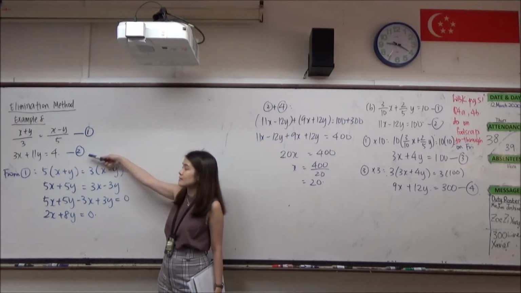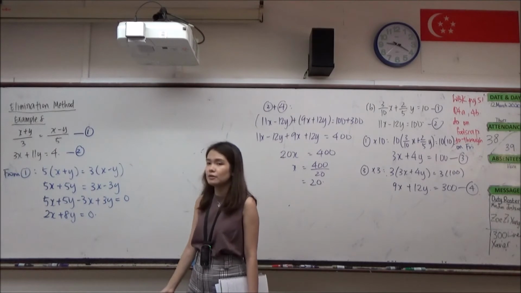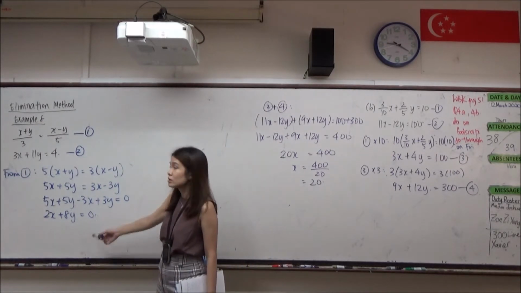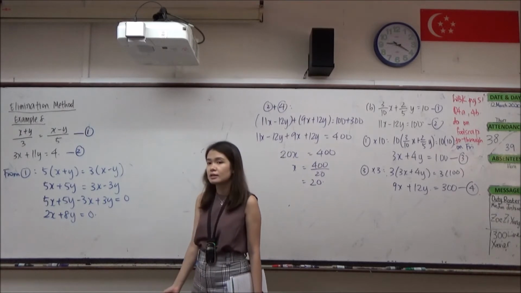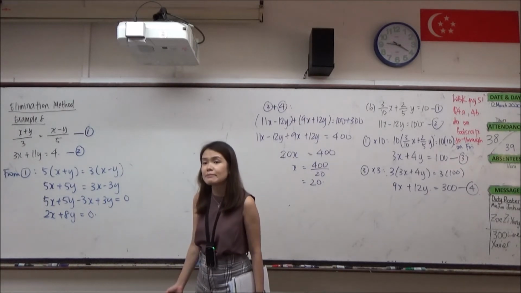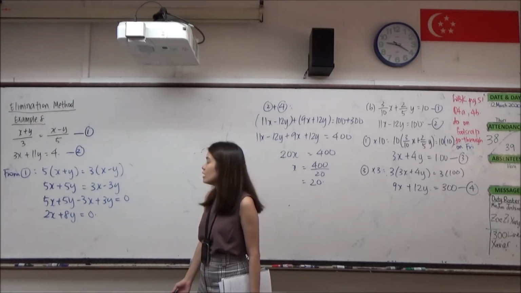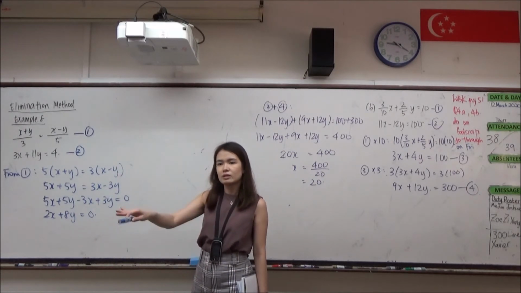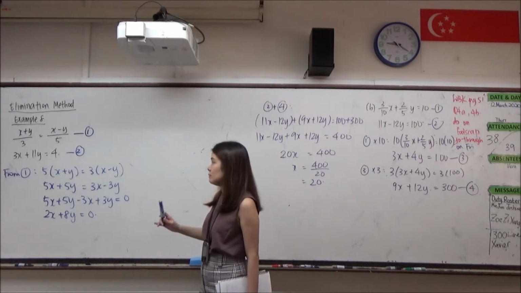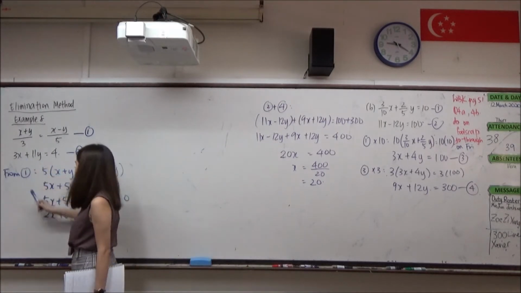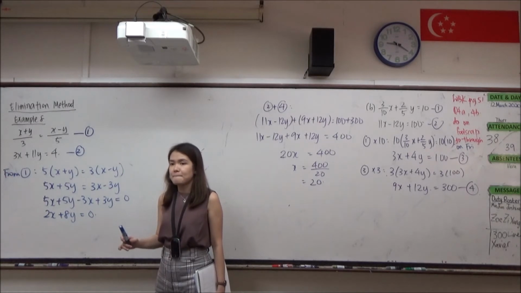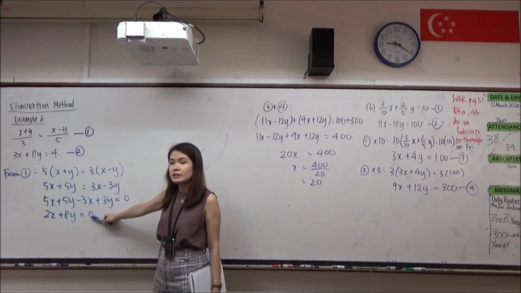What do you suggest? 2x plus 8y equals to 0. We have this 3x plus 11y equals to 4. You will take this, you will times. What do you want to eliminate? You want to eliminate x, okay? This is a 3x, this is a 2x. So how do you eliminate that? This one times 3.